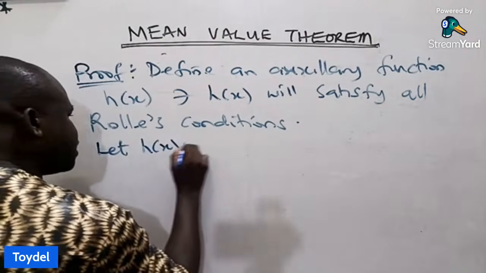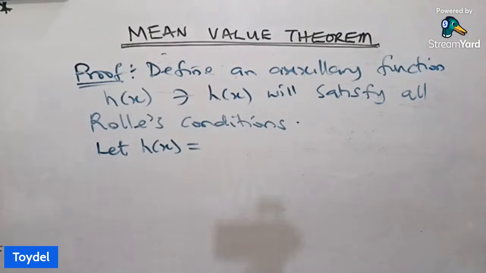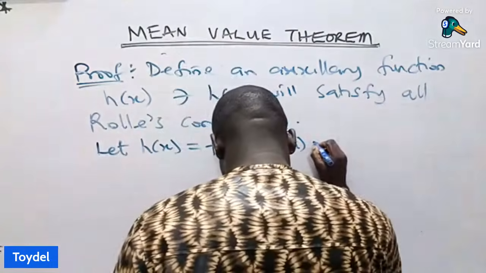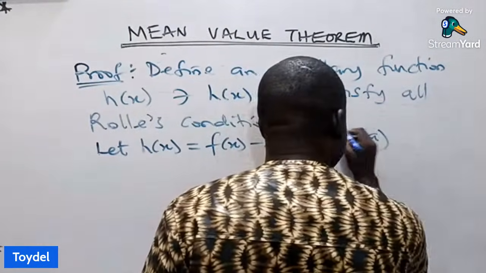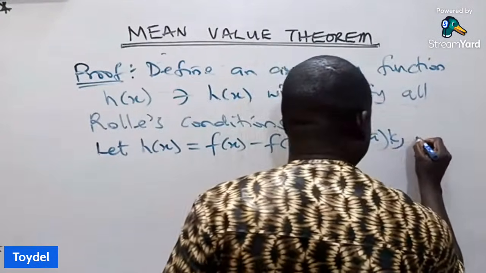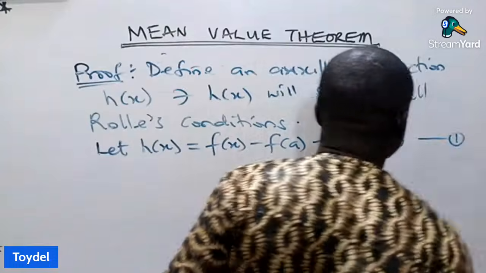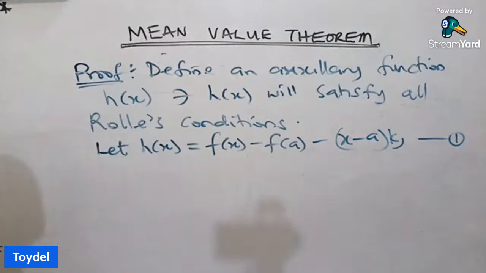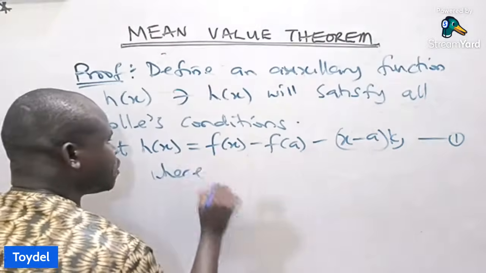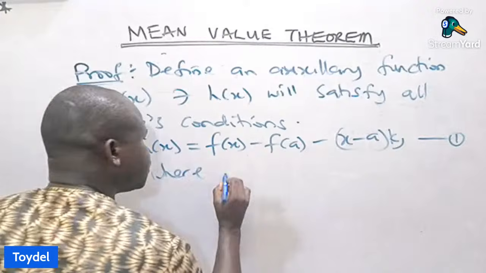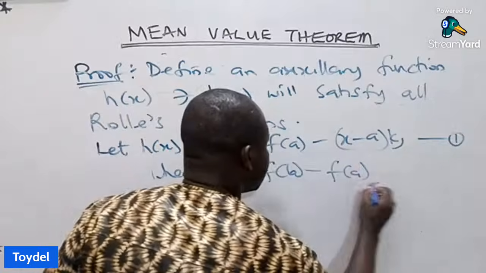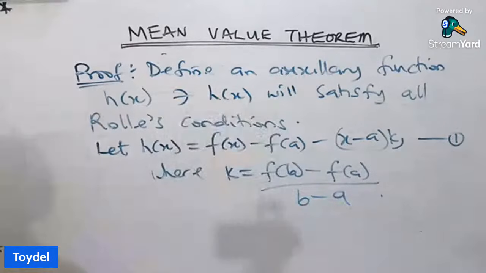Then we say let h of x be equal to f of x minus f of a minus (x minus a) times k. Let's call that equation 1. That h of x is an auxiliary function. Where k, in that equation 1, is given as f of b minus f of a all over b minus a. So k is defined as what we have on the board.